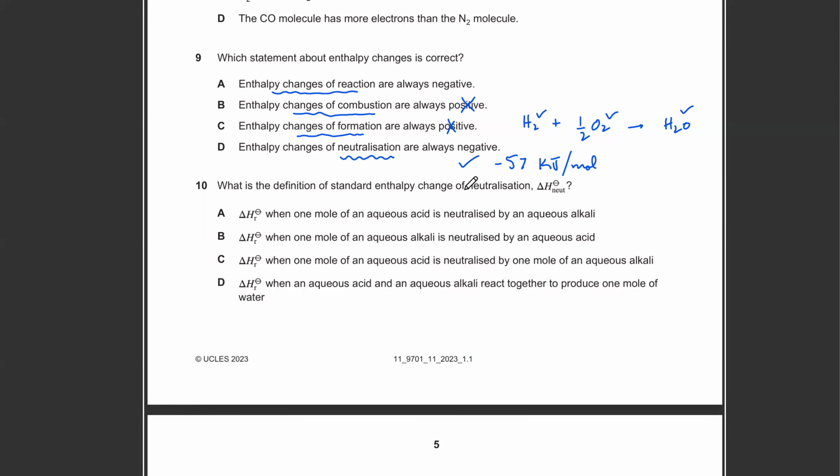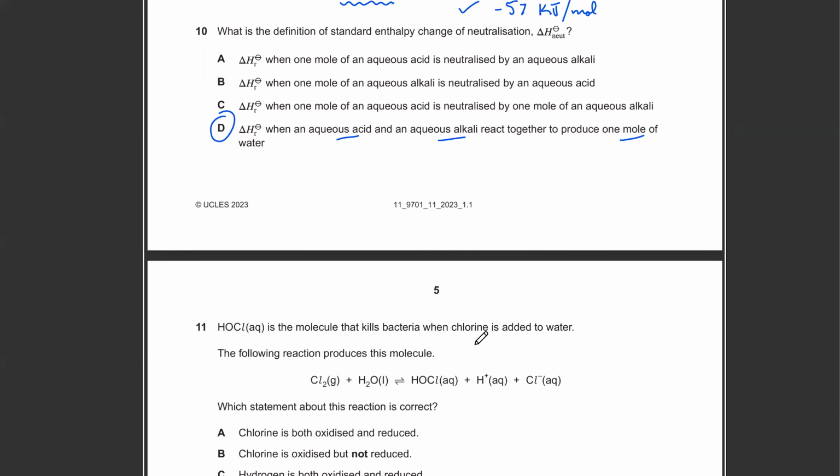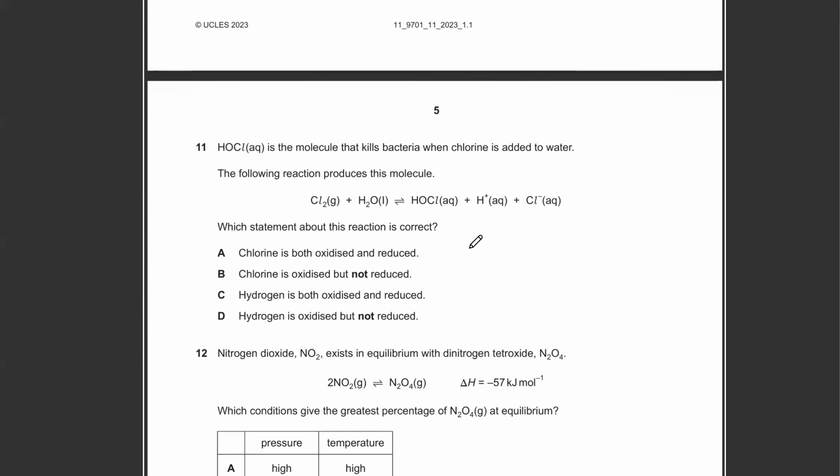What is the definition of standard enthalpy change of neutralisation? It's the enthalpy change when 1 mole of water is formed, when an acid and a base react. So I think it's going to be D, right? Yeah, when an acid and a base react together to produce 1 mole of water. And remember, for strong acids and strong bases, it's always going to be minus 57.